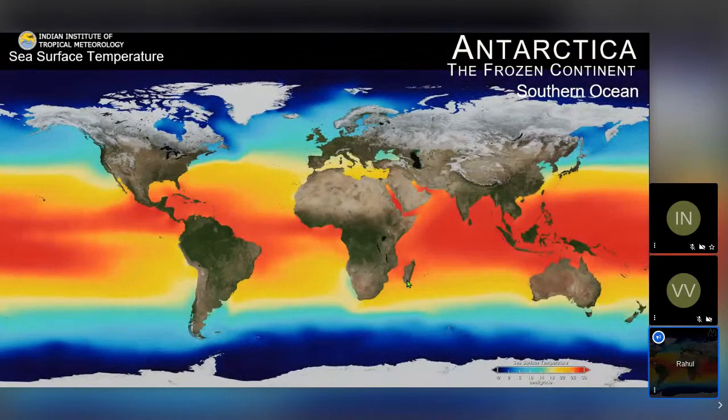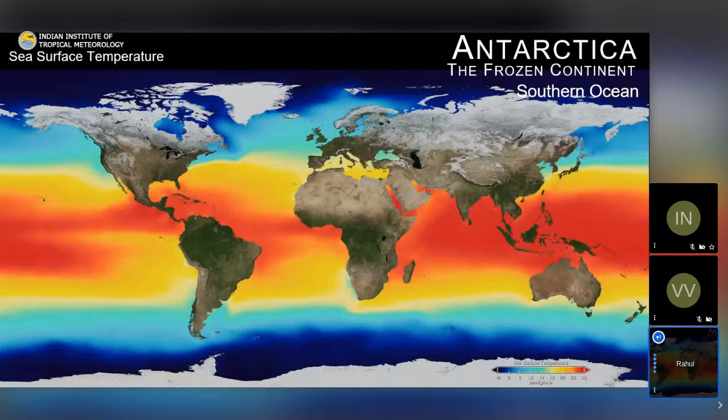Looking at the sea surface temperature profile of the world's oceans, what you see here in red and yellow is the tropics. This is pretty warm, about 28 degrees C, and closer to Antarctica it is -2. The Southern Ocean is about +2. So what does it do?